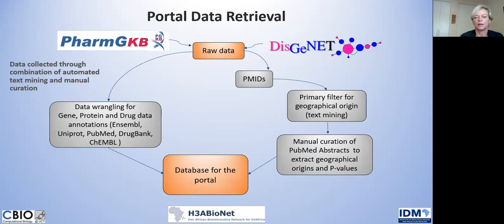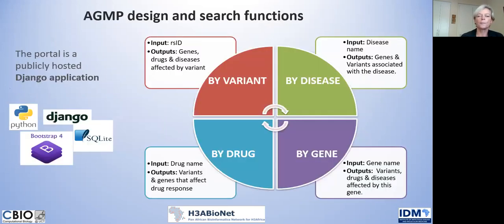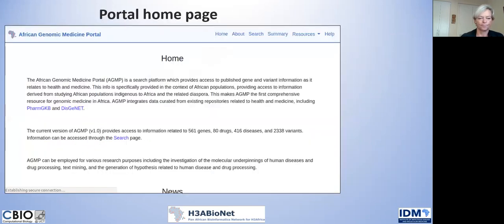So the way the portal is developed, the data is extracted from PharmGKB and DisGeneNet. We started extracting from other resources, but DisGeneNet turns out has all those resources in it. And there's a lot of data extraction from the literature as well. There's some filtering, there's manual curation, and a bit of text mining, and then the curated data goes into a portal. And the portal is a Django application, and it allows for various different kinds of search functions. So you can search by variant, by disease, by drug, or by gene.